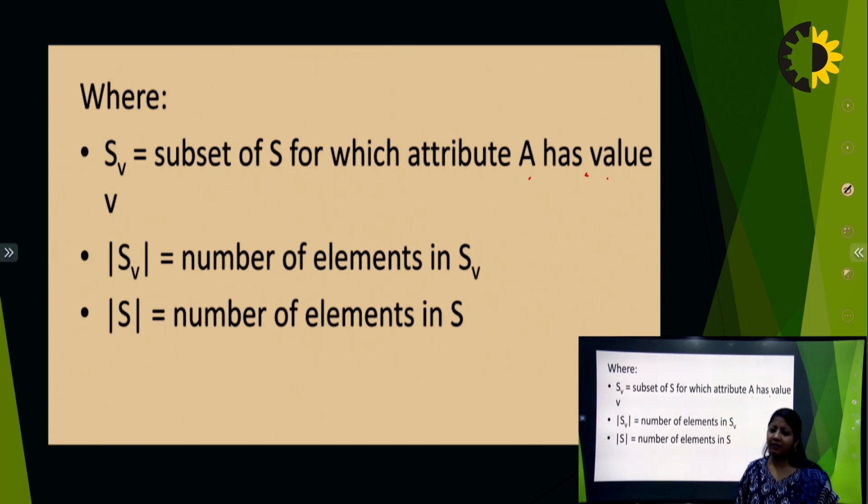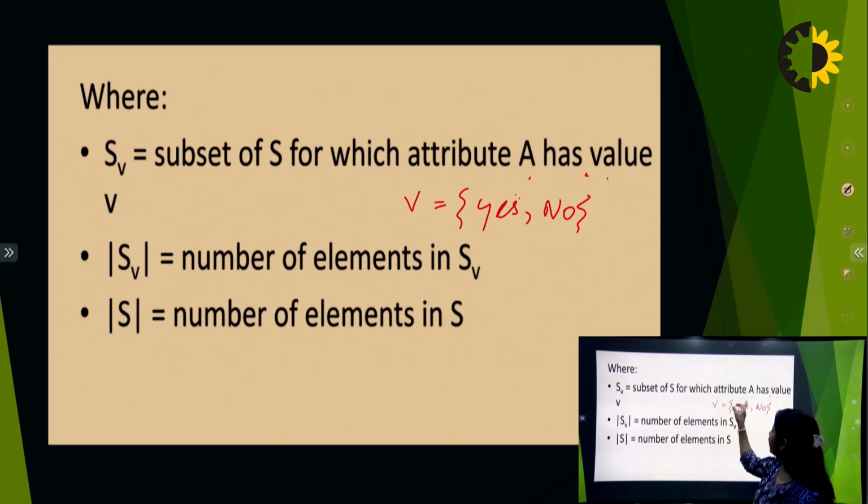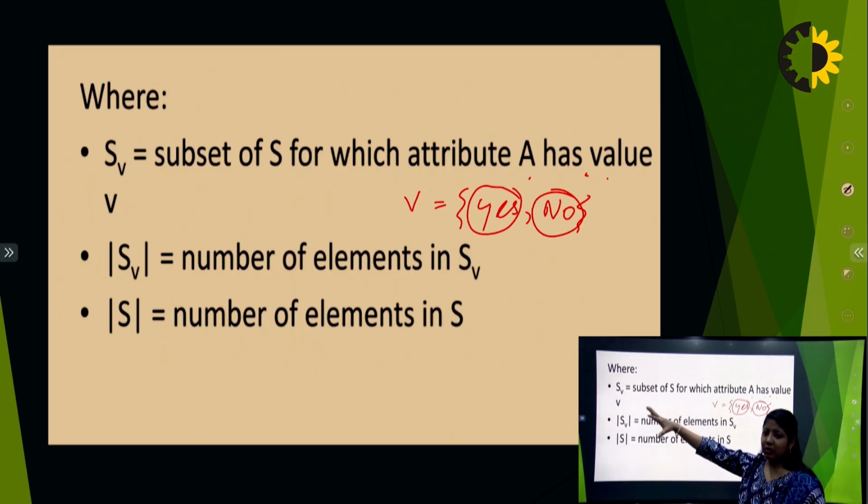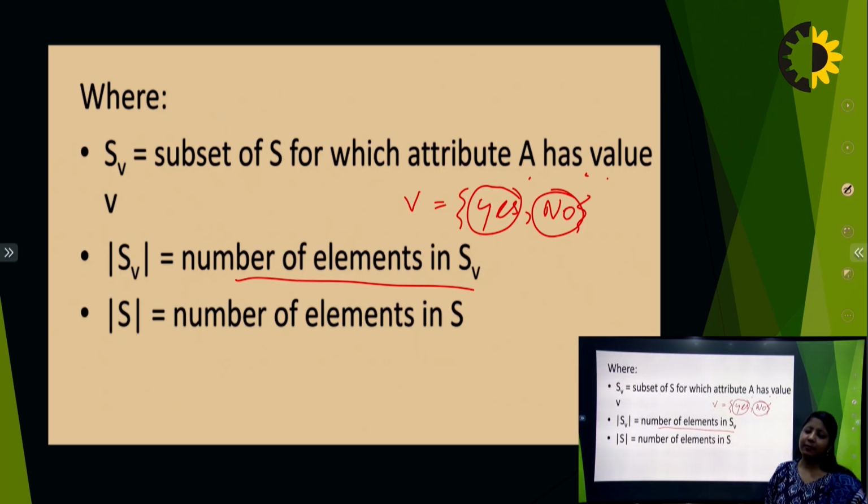V means class. Like we have two classes, yes or no. So V belongs to yes or no. So we have two subsets, one for yes and one for no. So we will calculate how many values belong to the yes class and how many belong to the no class. And the size of S_v is the number of elements belonging to the yes class, and S is the total number of elements. So S_v divided by S.